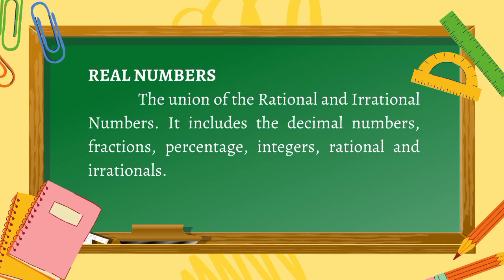Real numbers is the union of rational and irrational numbers. It includes the decimal numbers, fractions, percentages, integers, rationals and irrationals.